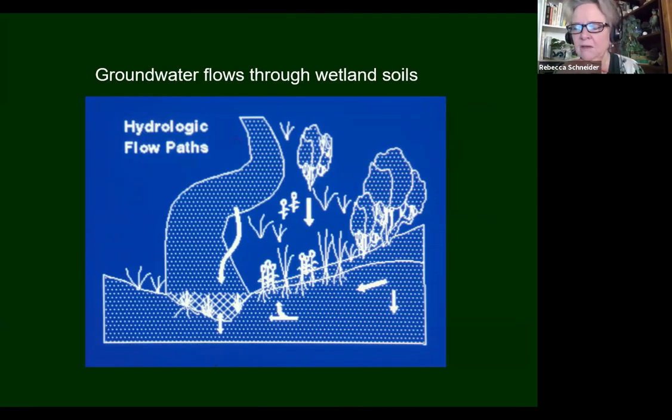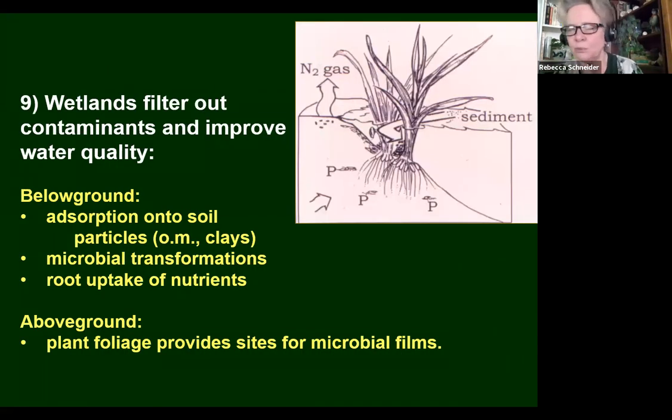Groundwater, as we said, flows from the upland areas through this wet area where the roots are and into the stream. As it passes through, there are a number of processes that help to keep it clean. Sometimes a contaminant can be absorbed onto the soil particles, like organic matter will bond with phosphorus or lead and help filter it out. The roots of the plants will take up excess nutrients and can actually keep excess nutrients from moving into the stream.